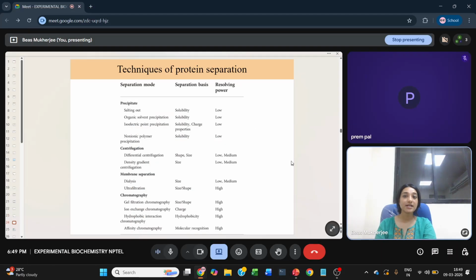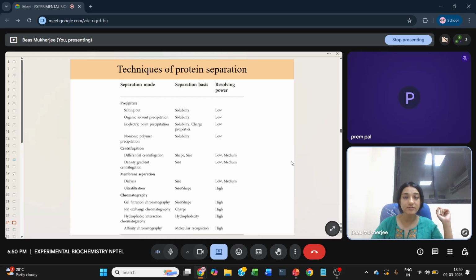Now, these are the different techniques of protein separation. So, precipitation of the protein is done by isoelectric focusing of the protein, salting out of the protein, right? And then centrifugation is done. So, there can be density gradient centrifugation, differential centrifugation, and membrane separation, so ultrafiltration and dialysis can be done. So all the separation is based on different properties that are mentioned, and resolving power is also mentioned.